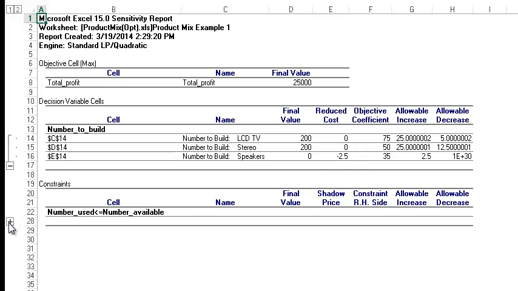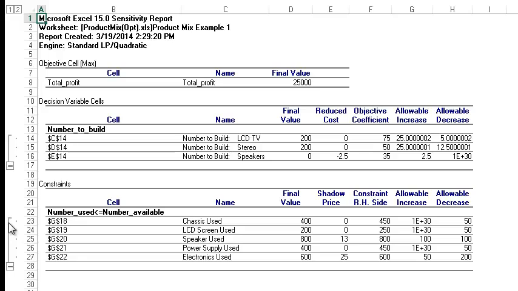Now on to the constraints. For constraints, the sensitivity report lists the final values of the constraint left and right-hand sides, the shadow price, and the allowable increase and allowable decrease. The shadow price for a constraint is non-zero only when the constraint is equal to its bound. This is called a binding constraint. Again, loosening the bound will improve the objective function value, and tightening the bound will worsen the objective function value.